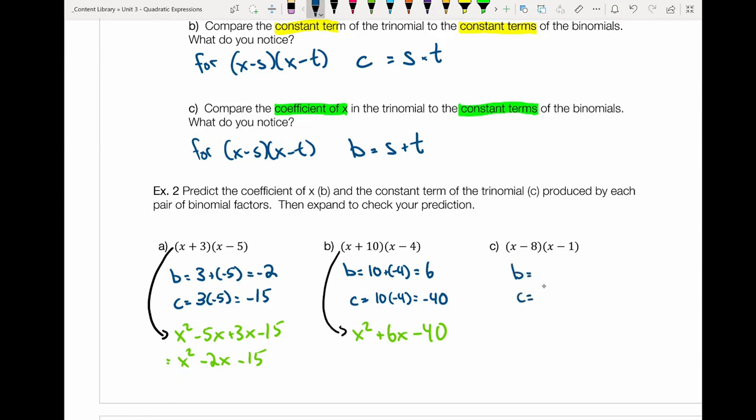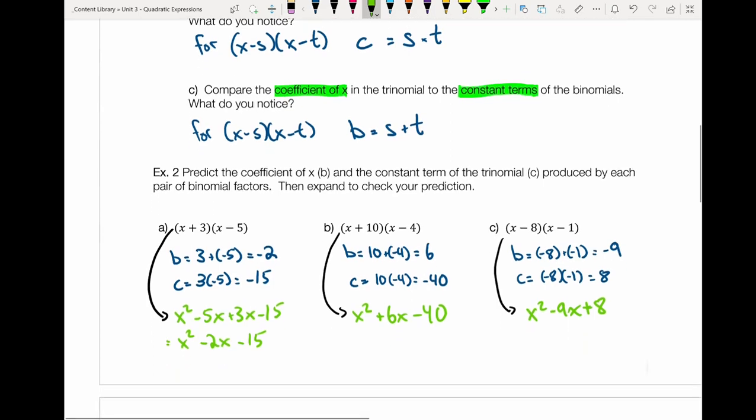Same thing for the last one. Let's predict. So b says I have to add my two together, so negative 8 plus negative 1 equals negative 9. C says I have to multiply them together and get positive 8. And if I go through and I expand this, I do see that, again, my prediction is correct. It is negative 9 in front of the x, and the constant is 8.